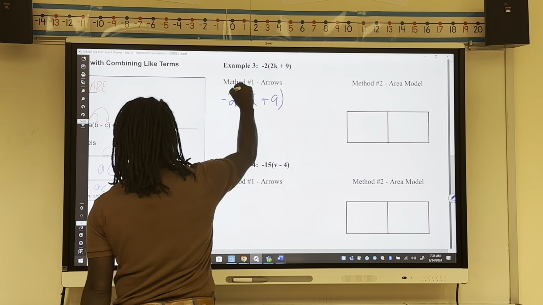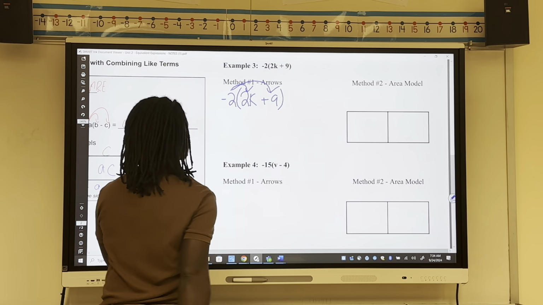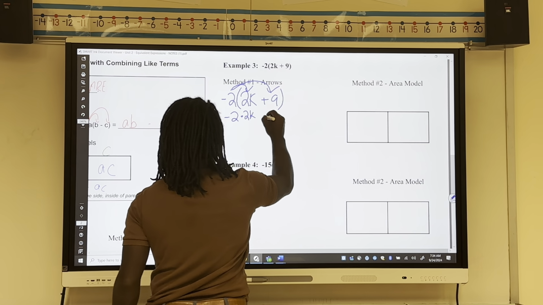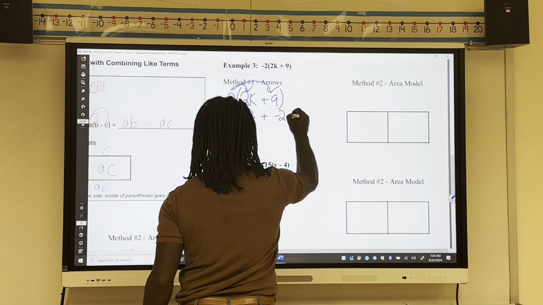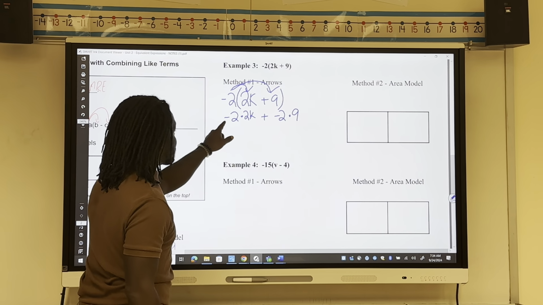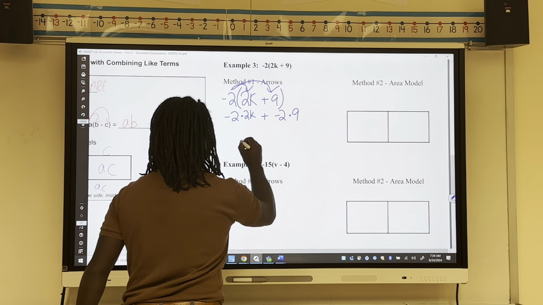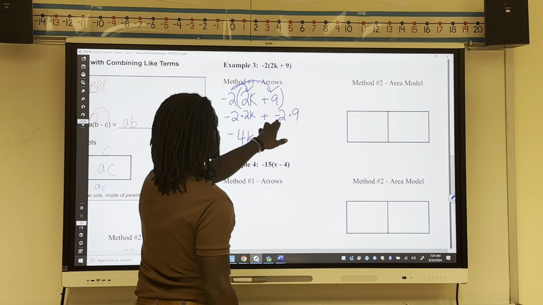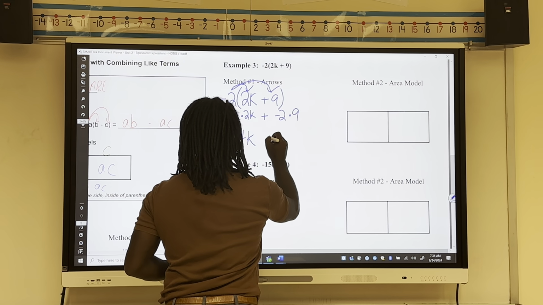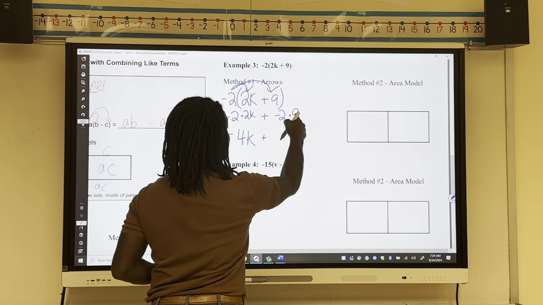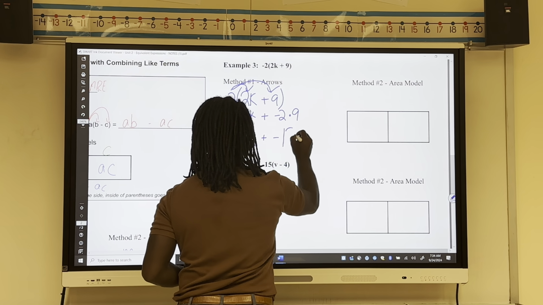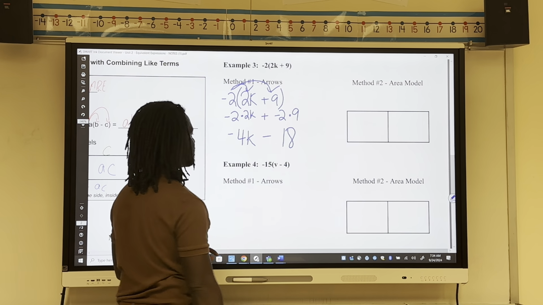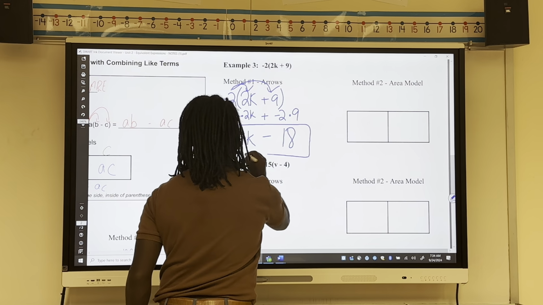So let us draw our arrows. Okay. So negative 2 times 2k, and then plus negative 2 times 9. Okay. So negative 2 times 2k is going to give me negative 4k plus negative 2 times 9 is going to give me negative 18. And so when I have plus a negative, I can just get rid of that plus and give me negative 18. And that is my answer.